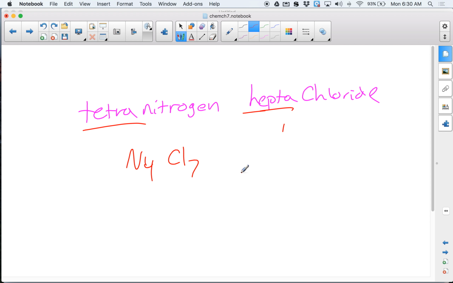So, covalent molecules tend to be fairly easy. Like I said, you just have to memorize those prefixes, and you can't forget that if there's only one of the element on the first one, we don't use the mono. Mono is only used when you're doing the second one.